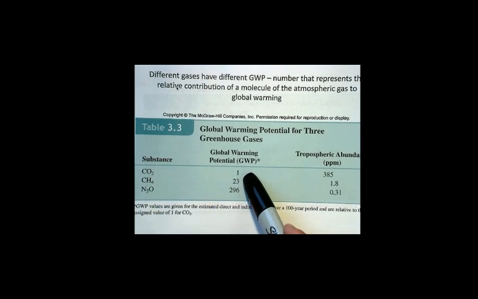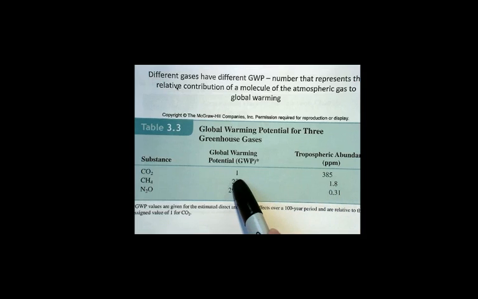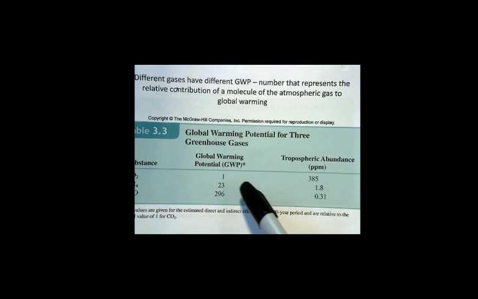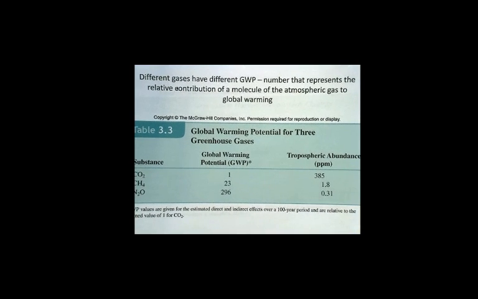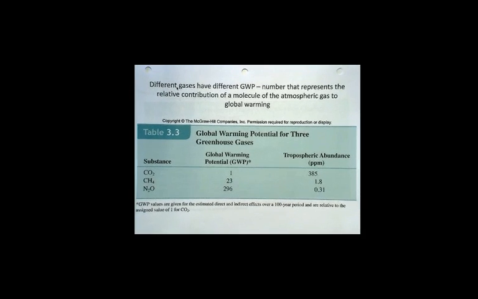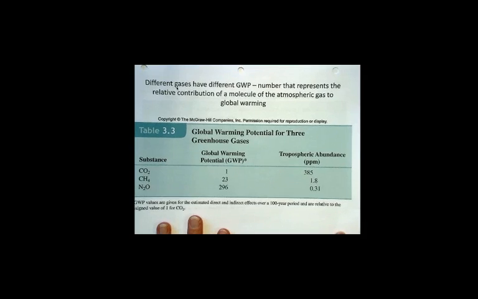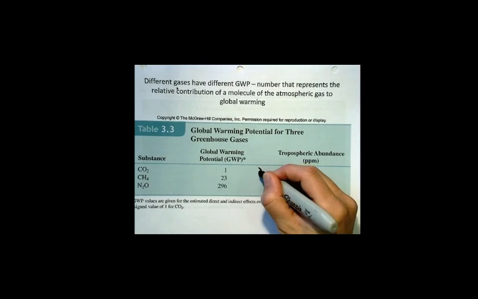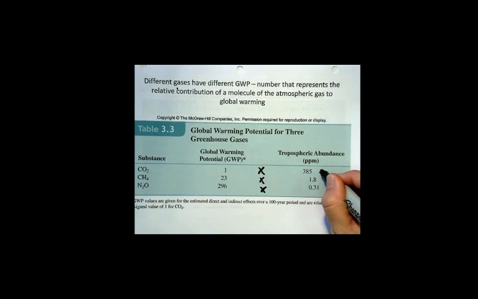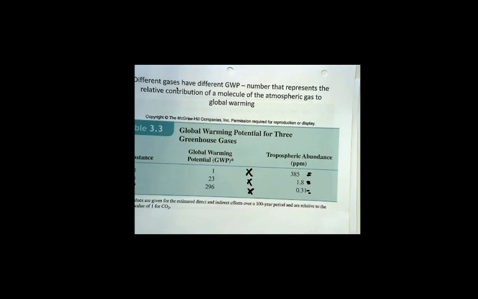And so what you see is the GWP, the global warming potential, is actually greater for methane and then much greater for nitrous oxide. It means it absorbs more infrared radiation per molecule. But you also need to compare the GWP factor with the concentration to figure out which gas contributes more to global warming. What you have to do is take the GWP and multiply it by the concentration, okay? And so you get a number that you can really compare, to see which of these gases contributes more to global warming. And so 1 times 385 is 385.